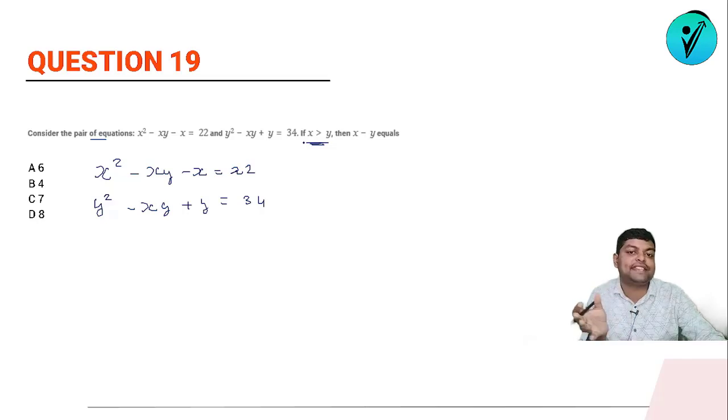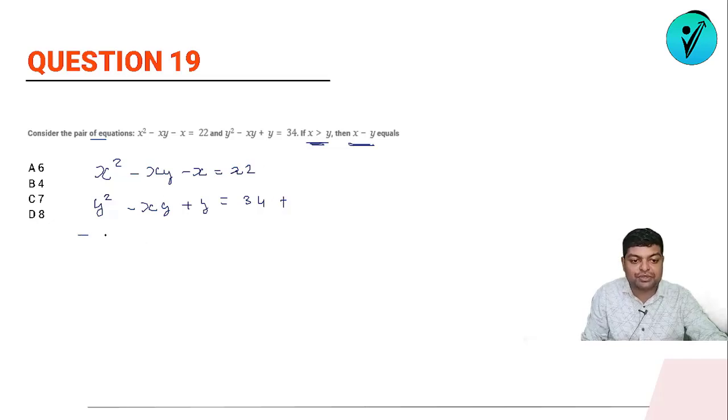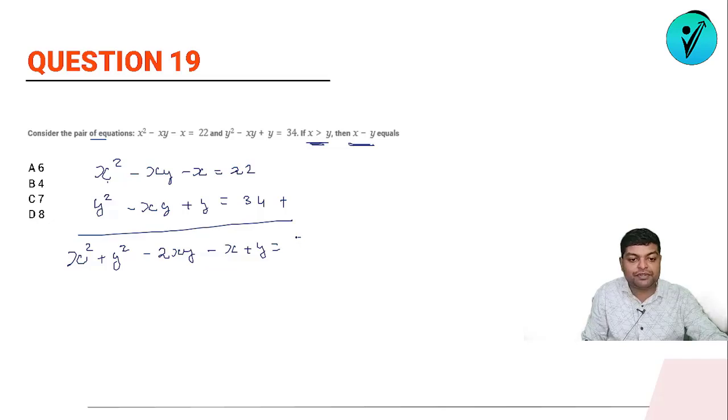ऐसा नहीं conditions ऐसे ही रहते हैं. Conditions play a very important role. So x is greater than y, so we have to get the value of x minus y. It means that the answer will be positive. अगर x greater than y है तो आंसर तो पॉजिटिव होना चाहिए. Let's add both the equations. ठीक है, अगर दोनों इक्वेशंस को आपने ऐड कर दिया तो ये क्या होगा? x square plus y square, this will be minus 2xy, and this will be minus of x plus y. It will be equal to 56.